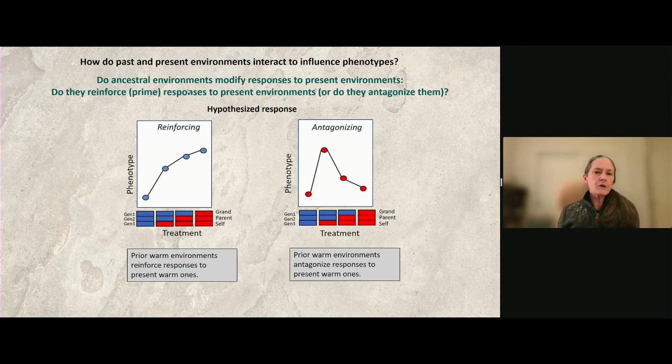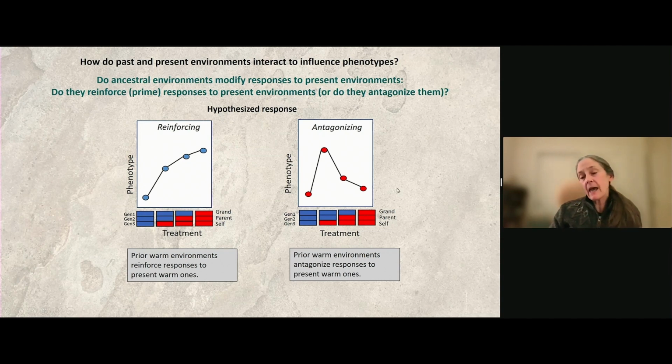So the second question is, how do past and present environments interact to produce phenotypes? And I'm rephrasing this somewhat to ask, do ancestral environments modify responses to present environments? In particular, do they reinforce those responses or do they antagonize them? So here's a hypothetical scenario in which successive generations of a single environment can intensify a response. From a switch from cool to warm environment, we see an increase in the phenotype, and with increasing generations of that same environment, we see an intensification of that response.